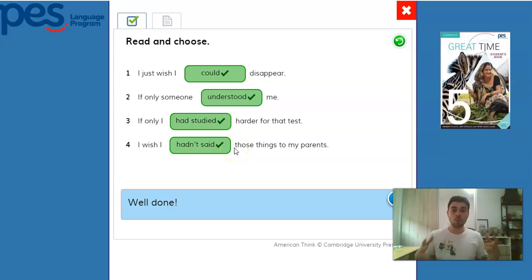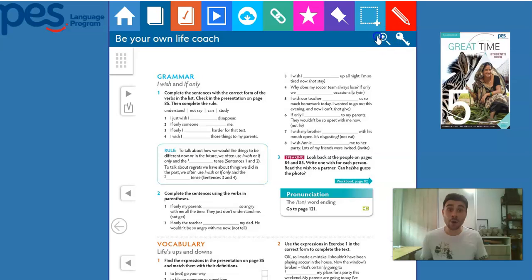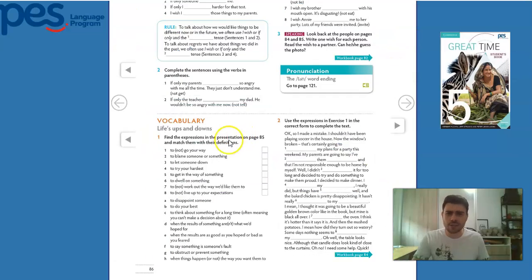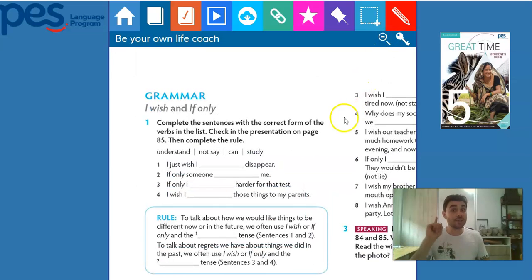Can you remember what we call it when I just use, for example, "if only someone understood me"? Is this simple present, simple past, past perfect, present perfect? What is it? That's a good question to keep in your mind, right? The same question for "had studied" and "hadn't said." How do we call this in English? Is it present perfect? Is it future perfect? Past perfect? It's important to have these questions in mind and this information because now you are going to complete the rule here on page 86. 86, right? Yeah, 86. Checking is always very important, guys.